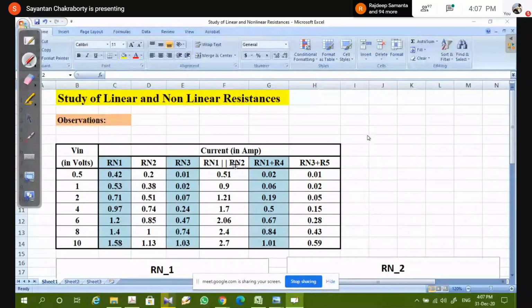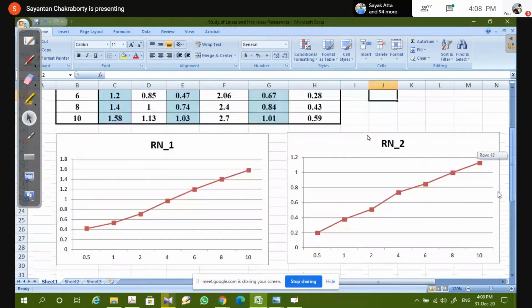Now, in the next part, we will consider the combinations of these linear and nonlinear resistances. That is, both of them, RN1 and RN2, connected in parallel. So this will be the set of data. When RN1 is connected in series with R4, this will be the set of data. When RN3 is connected in series with R5, this will be the set of data. So these are the six sets of experimental data that we have obtained. Obviously, since there are three nonlinear and three linear resistances, there will be plenty of combinations and permutations. But we will be considering only three sets of data, and the corresponding VI characteristics will be something like this.